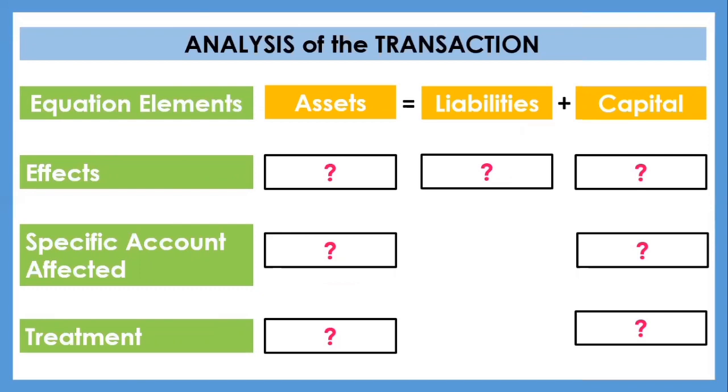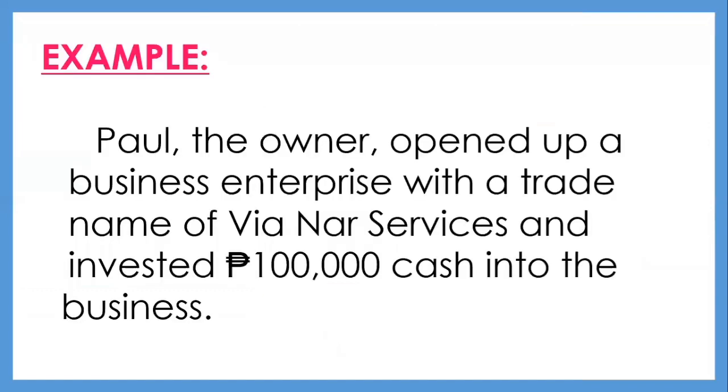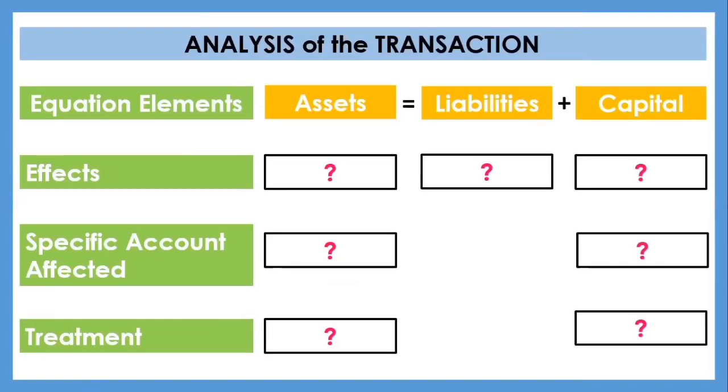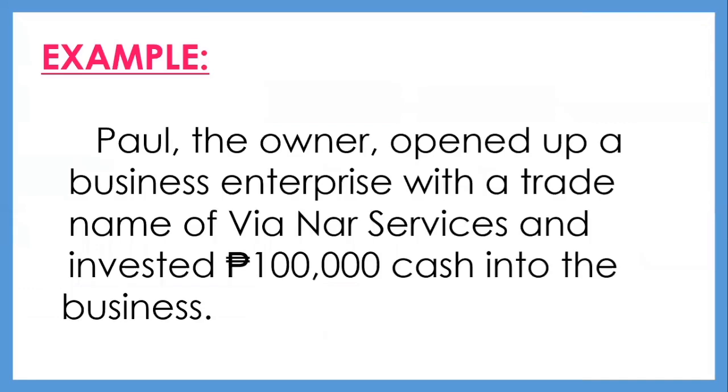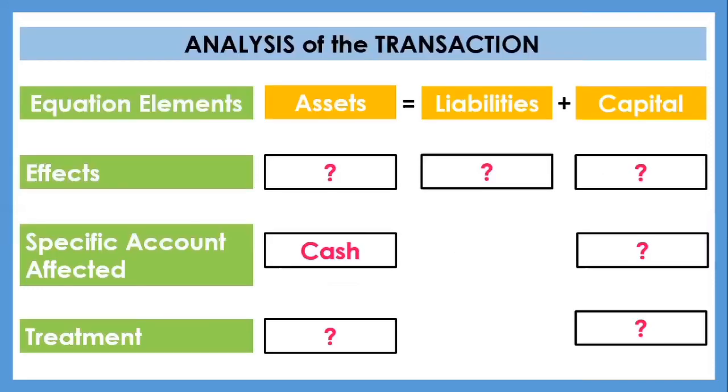Now, going back to our problem, Paul, the owner, opened up a business enterprise with a trade name of VNR Services and invested 100,000 pesos in cash into the business. If we try to analyze the problem, it is very clear that there are two accounts involved. First is the cash worth 100,000 pesos. And second, as you can notice, there is the word invested in our problem, right? Meaning to say, the 100,000 pesos was invested by Paul to his business, and therefore this is capital.